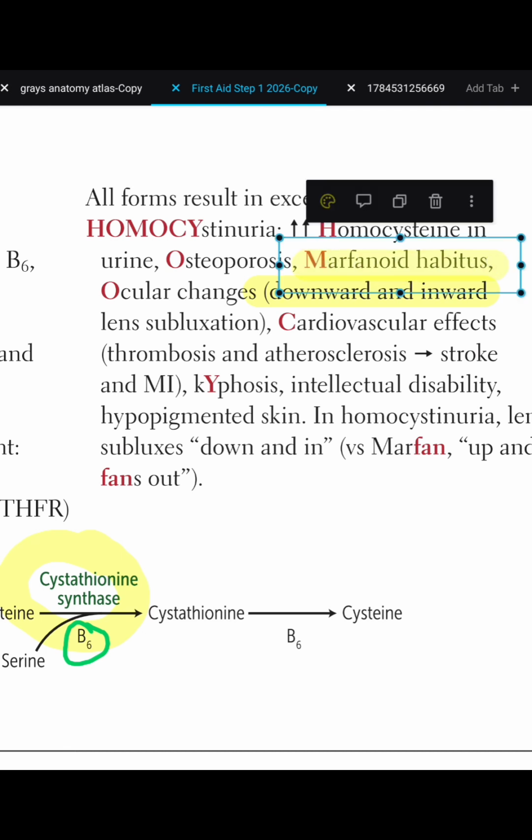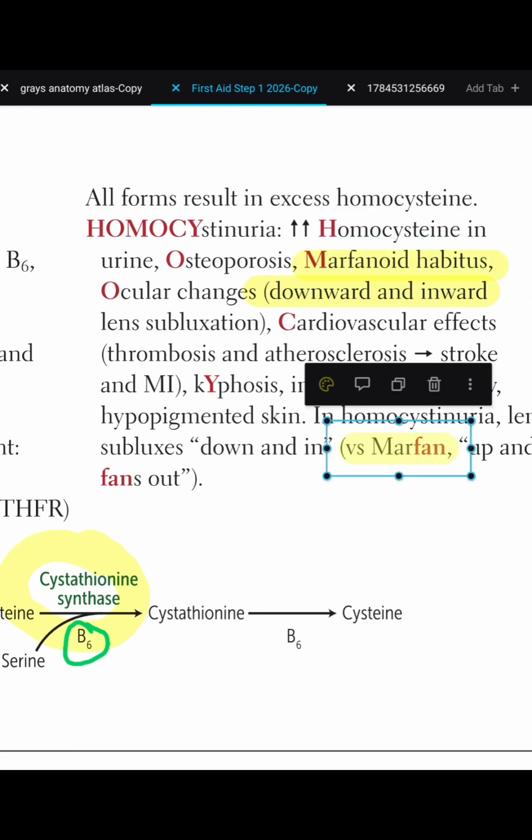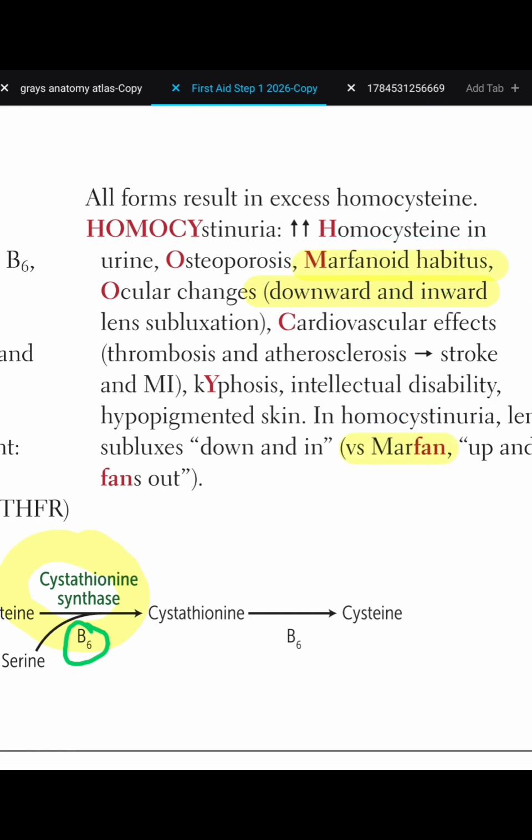You have to differentiate this from Marfan. In Marfan, subluxation also happens, but that is upward and outward. You can remember and differentiate this with a mnemonic: in Marfan, it is fan, and fan is up. So in Marfan syndrome, the lens is subluxated upward and outward, while in homocystinuria, the lens is subluxated downward and inward.